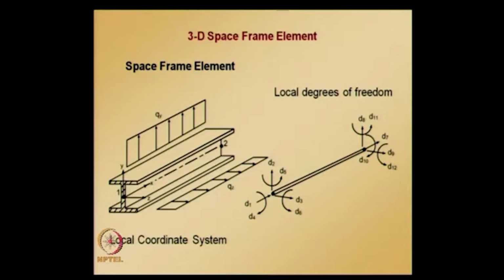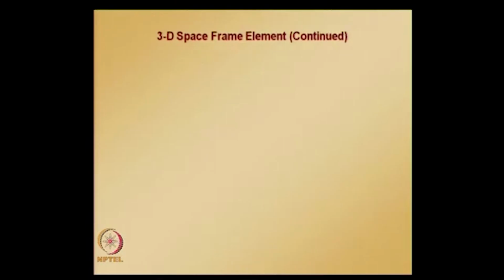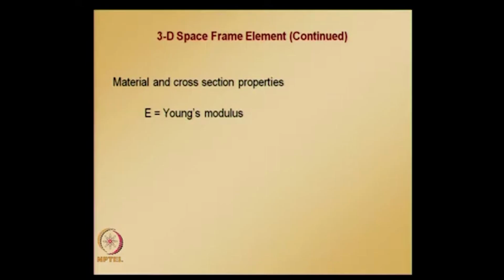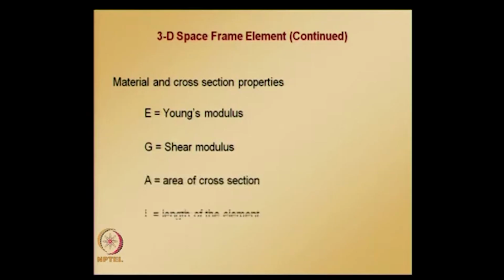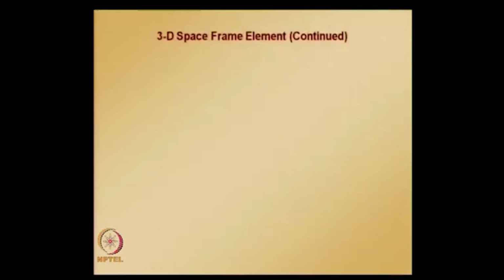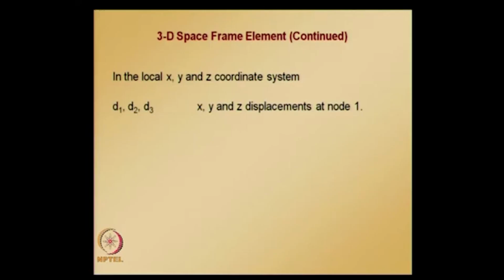So let us see what are the notations that we will be using in this 3D space frame element. Material and cross sectional properties, notation for that you are familiar with: Young's modulus denoted with E. And now one more thing is coming here, shear modulus, because torsional effects are also included for the 3D space frame case, and capital A is area of cross section, this also you are familiar with. Length L is the length of element. And this is what I mentioned.